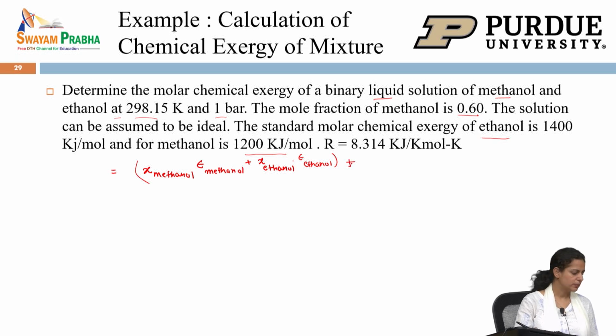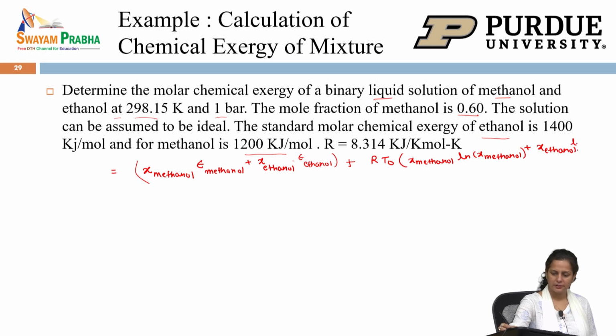Then the part that is basically taking care of the work done. So, you have RT0, so you have 8.314 since it is in, okay, let me first write the formula. So, you have RT0 and then you will have Xi ln Xi. So, we have X methanol ln of X methanol plus X of ethanol and ln of X ethanol, which is the molar fraction.